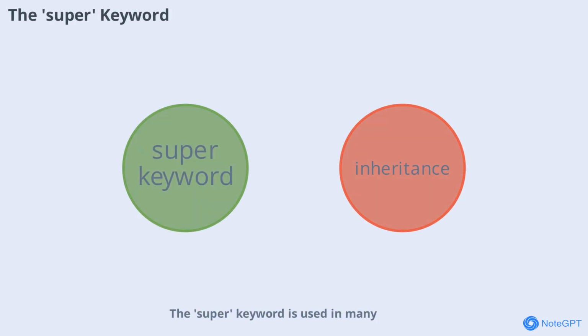The super keyword is used in many programming languages to refer to the superclass. It allows a subclass to access methods and properties of its superclass or to call the superclass's constructor. Using super is essential when you want to extend or modify inherited behavior while still retaining the original functionality.